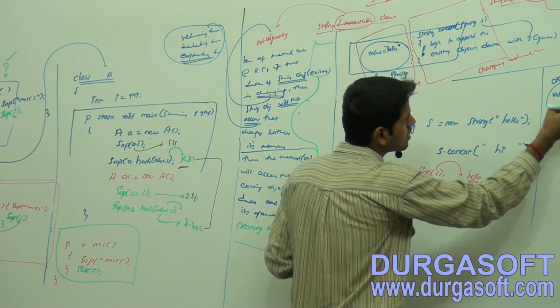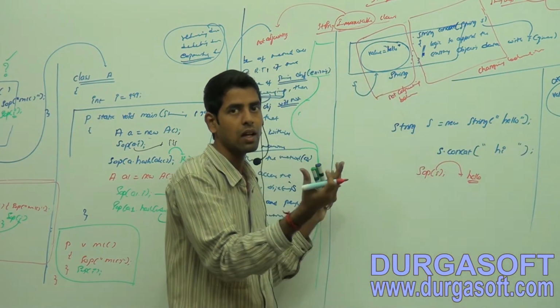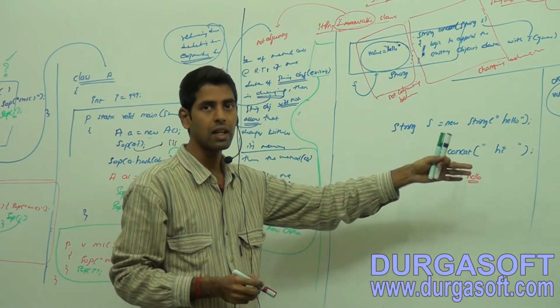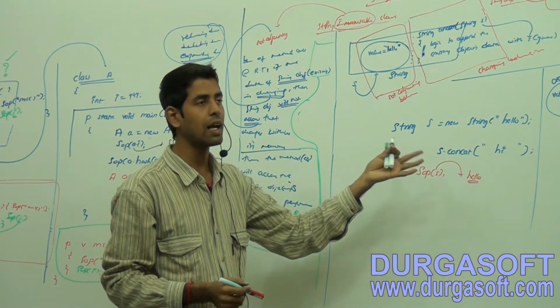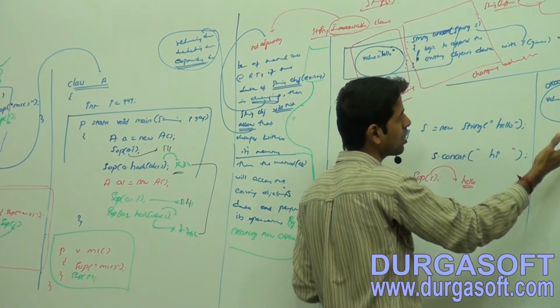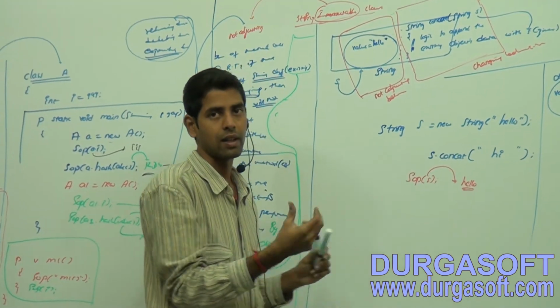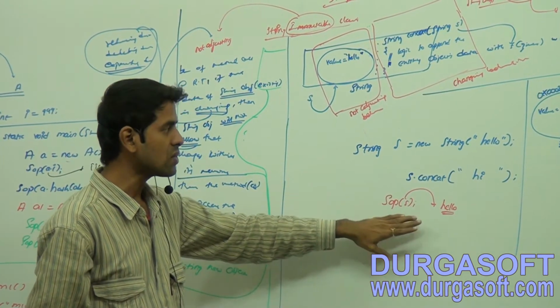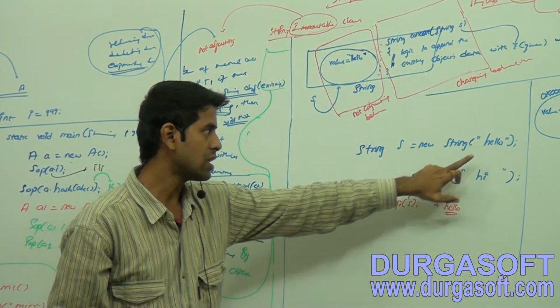Where is this hello hi? It is not available. This method created that object, but you are not handling the reference. It is returning the string object, but you are not handling that reference. So this is the proof, guys. I am using this hello.